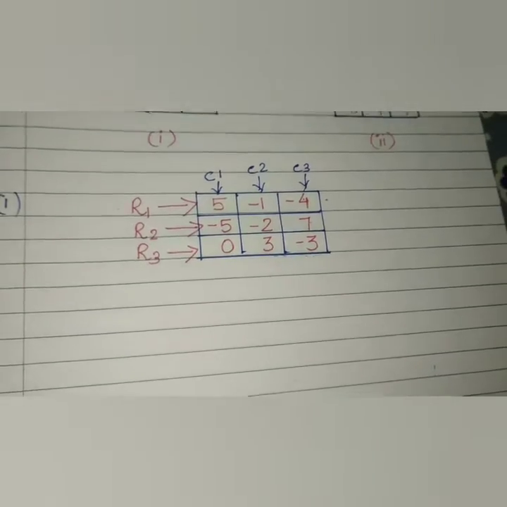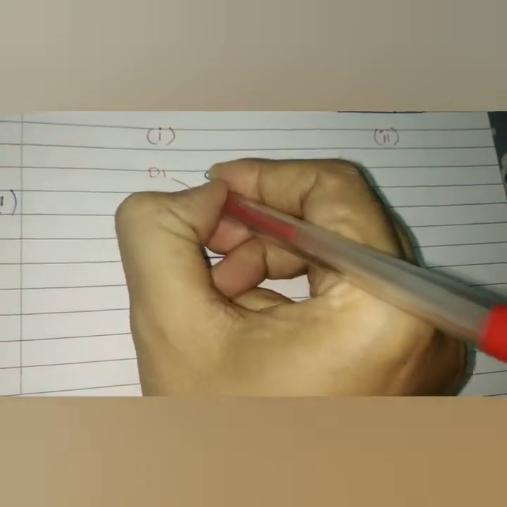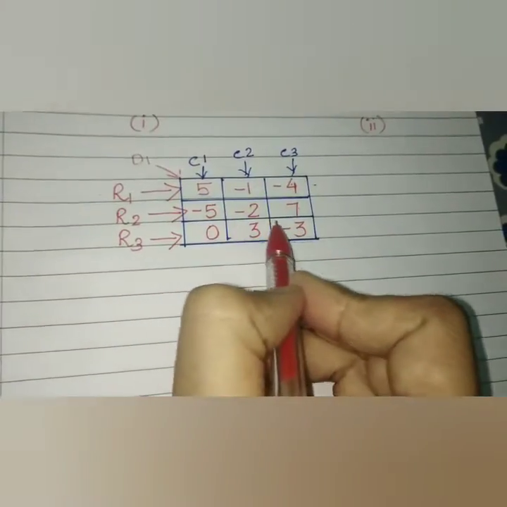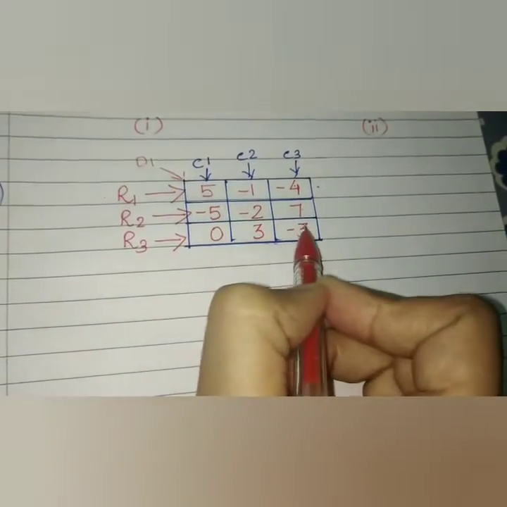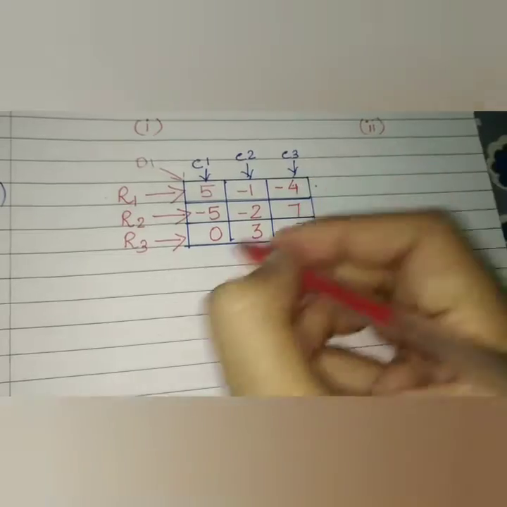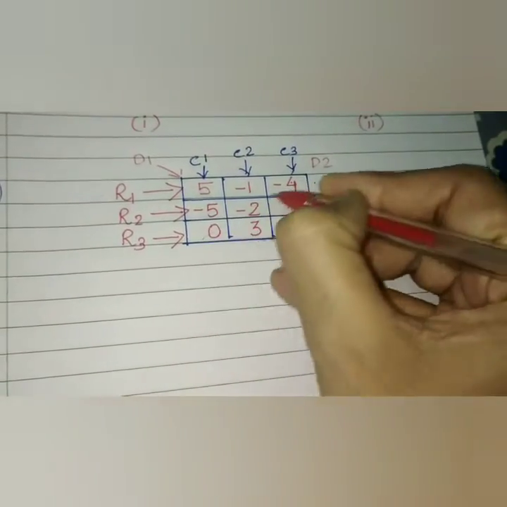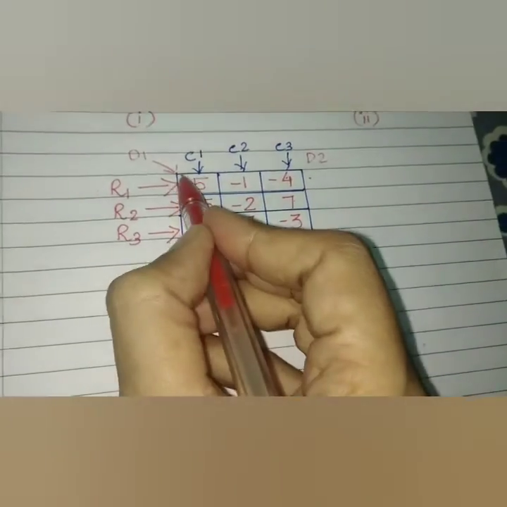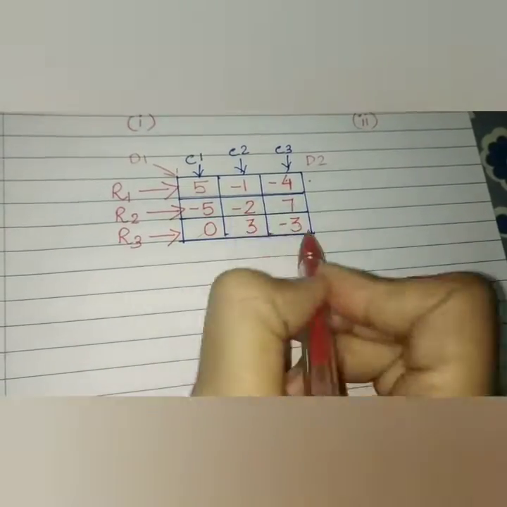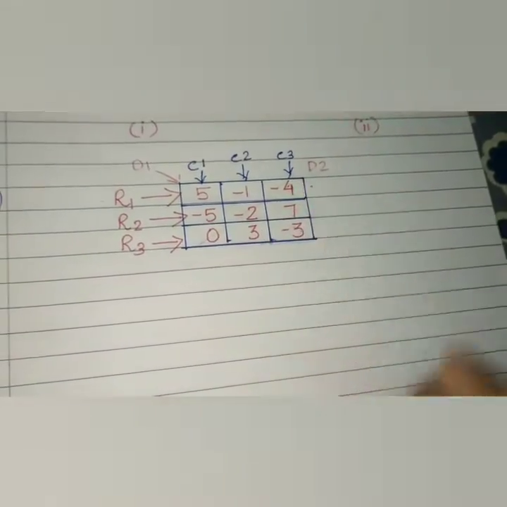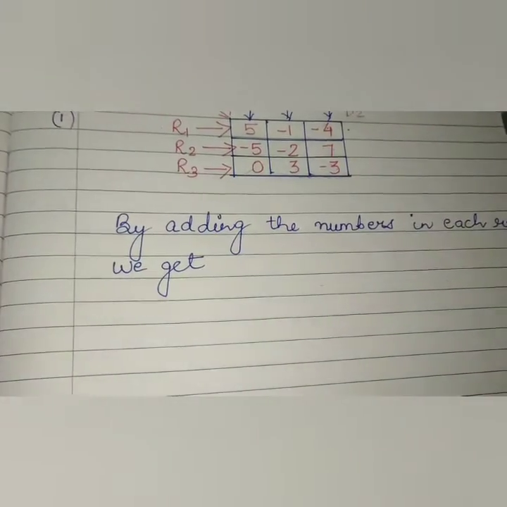Now we'll discuss diagonals. This is D1, the first diagonal, okay? And this is D2, diagonal number 2.